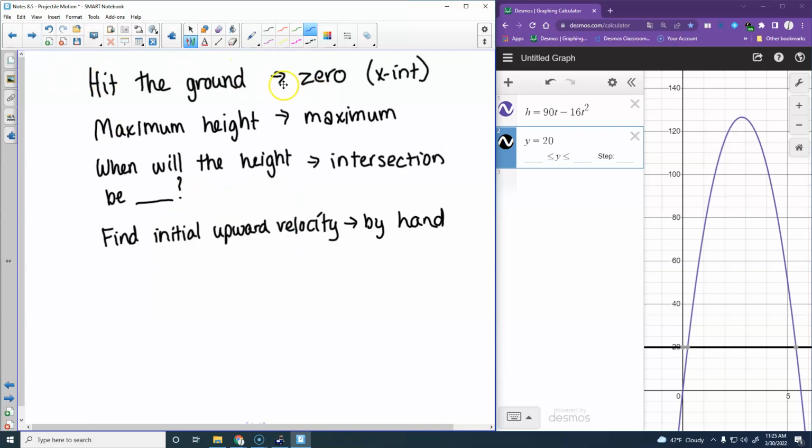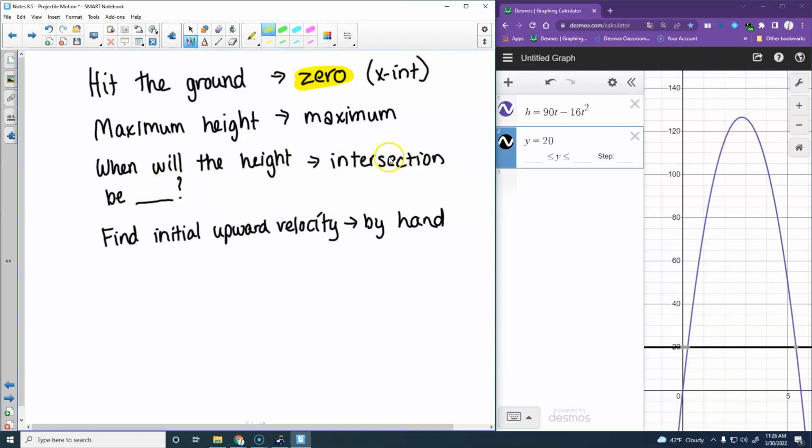All right, so just to recap a little bit, to find when it hits the ground, you need to be looking for the 0, the x-intercept of the graph. That word 0 just means x-intercept, so that needs to be a vocabulary word that you are also aware of. Maximum height, of course, we just look for the maximum of the graph. When will the height be whatever, like 20 right here?